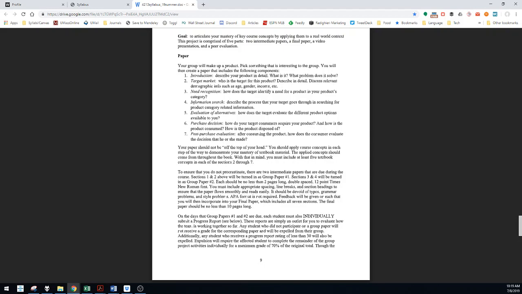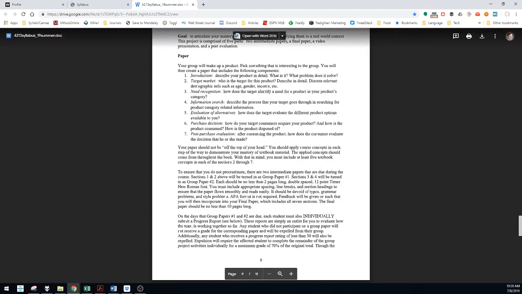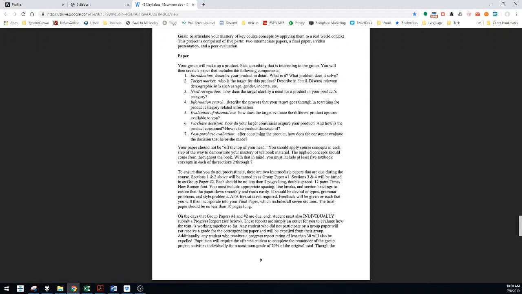The paper is broken up into a couple different sections, components, to prevent you guys from procrastinating. So the first Friday in the course, the first section, which we'll call group paper number 1, is due. And all this is going to be your sections 1 and 2 above. So by the first Friday, you need to submit a paper that includes both the introduction section and the target market section. I will grade that, give feedback, and point you in the direction of things that need to be done to improve it, okay? And that's due the first Friday.